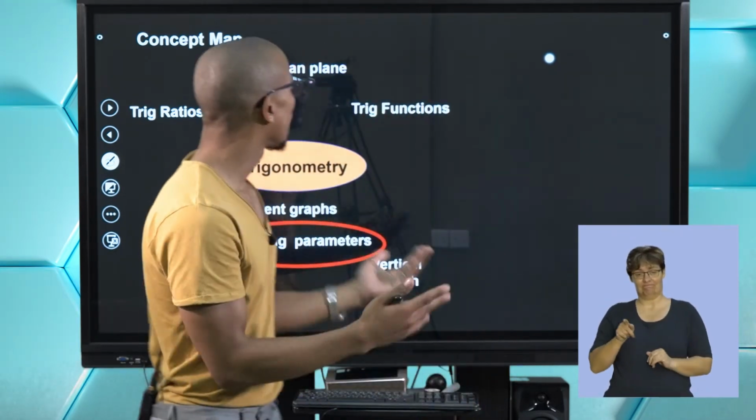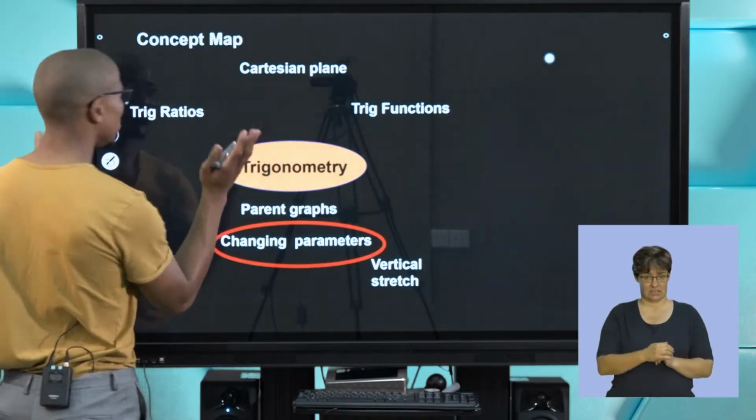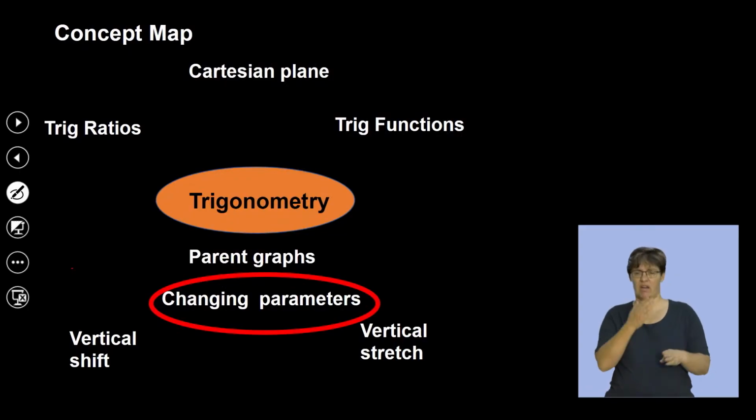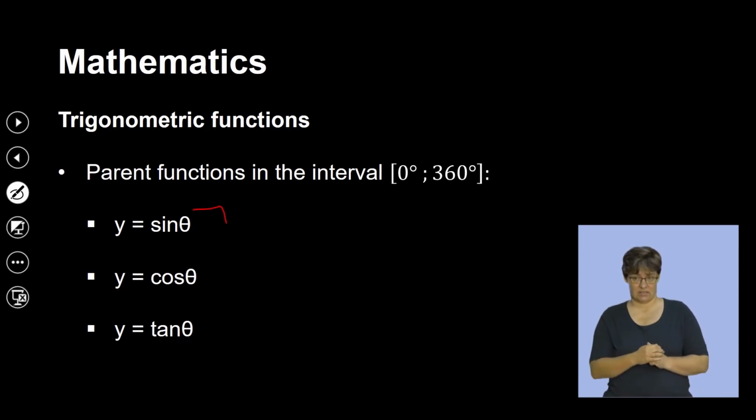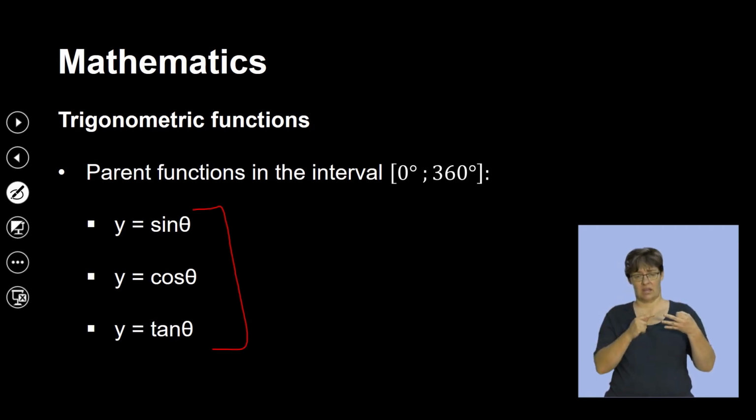Our concept map, as you can see on the board, has been about our ratios, our functions, and then we looked at graphs. Now we're going to look at the actual thing, which is changing those parameters. Exactly what does this mean? That's what I want us to talk about. So the parent functions in the interval 0 to 360, remember there's 3 of them. I said please don't think about the reciprocals here, because we're not going to talk about that under graphs.